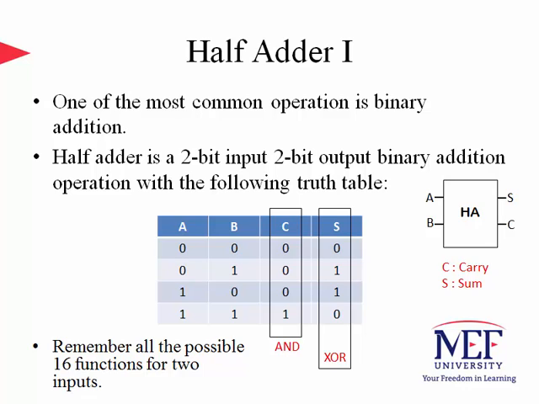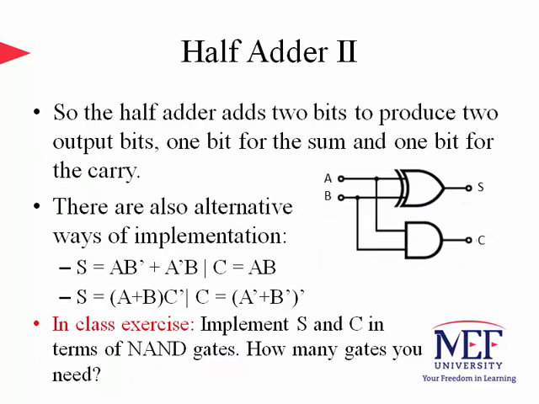Remembering that all 16 different functions exist for 2-input gate combinations, we can realize that the C output is exactly the same as the truth table given for the AND operator. And the S output can be implemented using XOR logic. And the half adder, therefore, can be implemented using an XOR gate and an AND gate. There are also alternative ways of implementation.